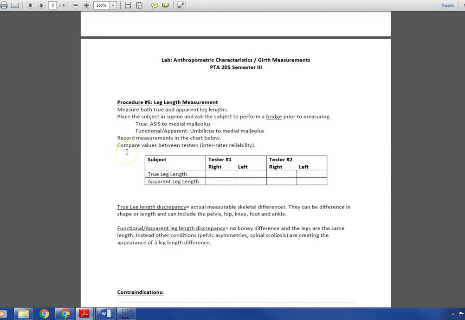With our apparent or our functional leg length measurement that we're going to take, we're going to start at the umbilicus and measure down to the medial malleolus. Okay? And we're going to also record that in the table here.